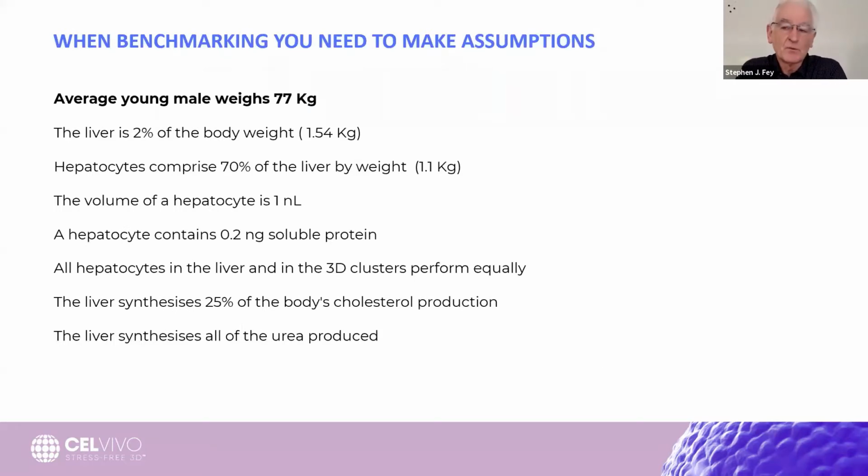So when you're doing 3D, you'll wind up sooner or later having to make some assumptions because you need to compare to in vivo. So you need some definitions. Some of the assumptions you could use would be, for example, that an average young male weighs 77 kilos, and his liver is 2% of the body weight, and hepatocytes are 70% of the liver by weight, and so on. You'll find you'll need these assumptions simply to be able to relate the in vivo observations with your research work.